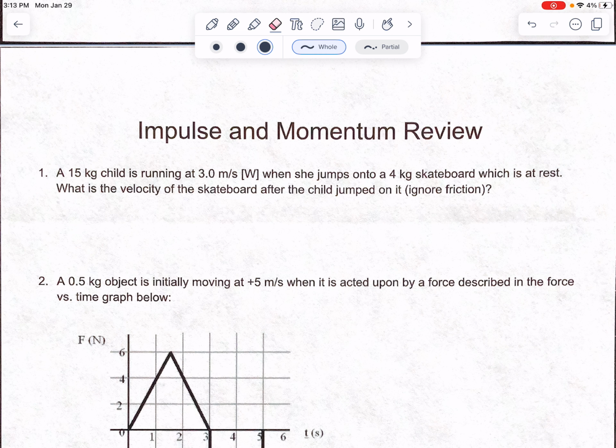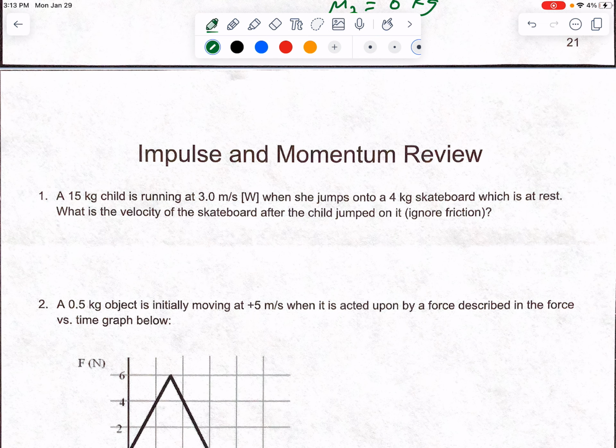So this first problem is: a 15 kilogram child is running at 3.0 meters per second west, when she jumps onto a 4 kilogram skateboard which is at rest. What is the velocity of the skateboard after the child has jumped on it? Ignore friction. There are a couple of things I want to talk about.